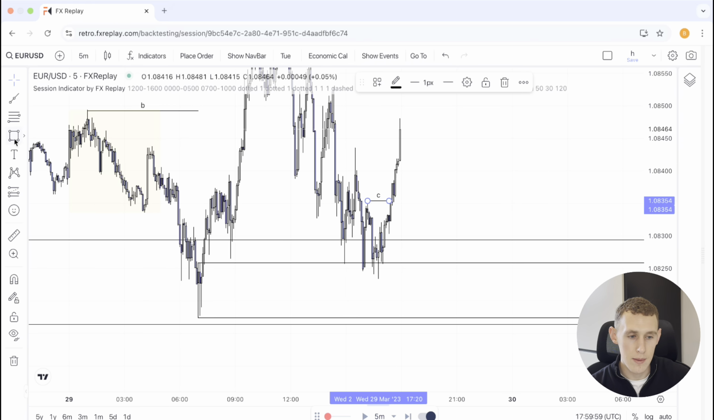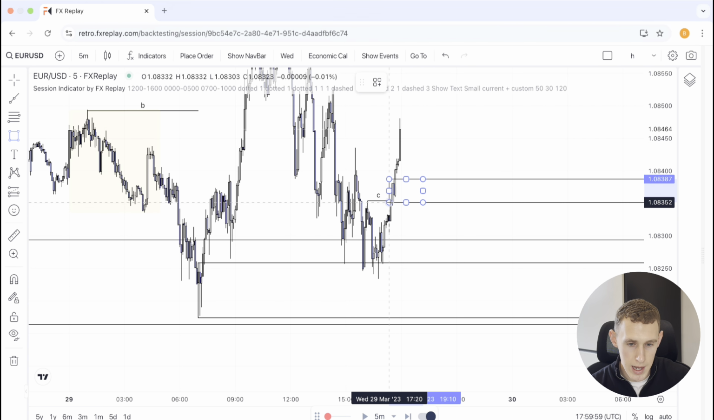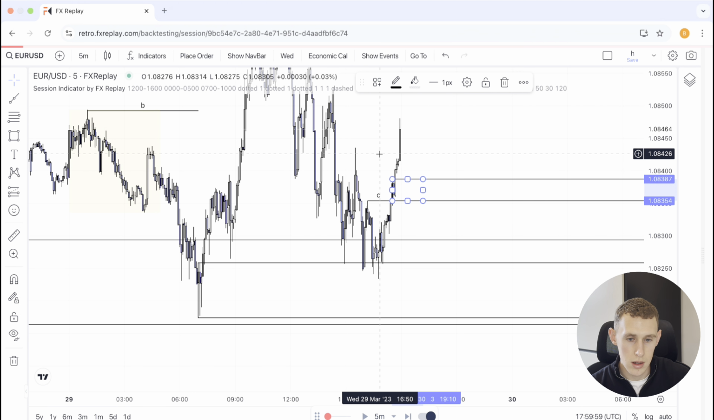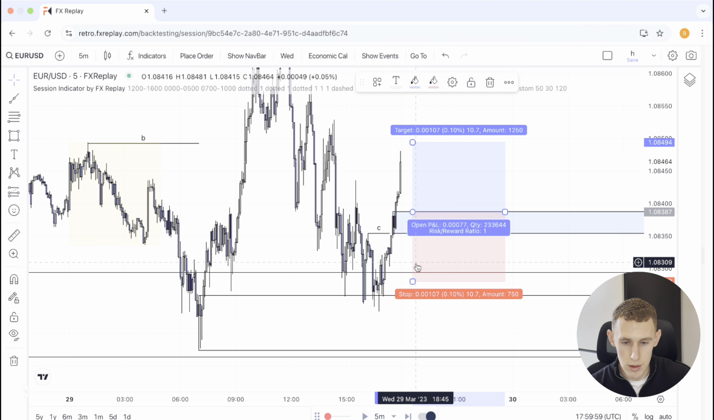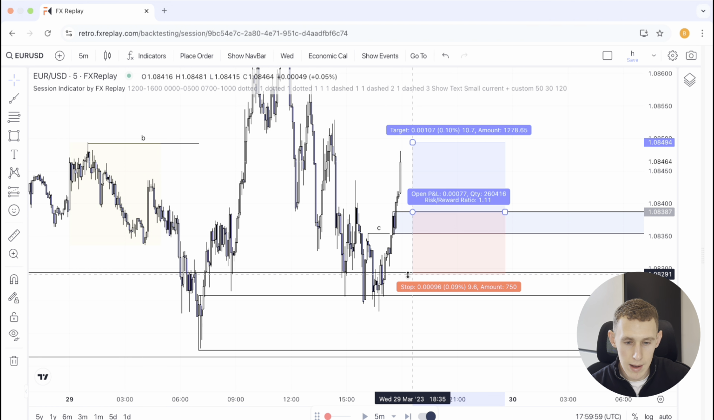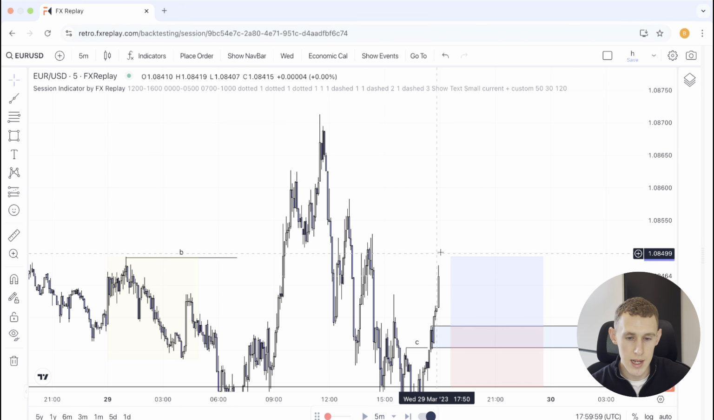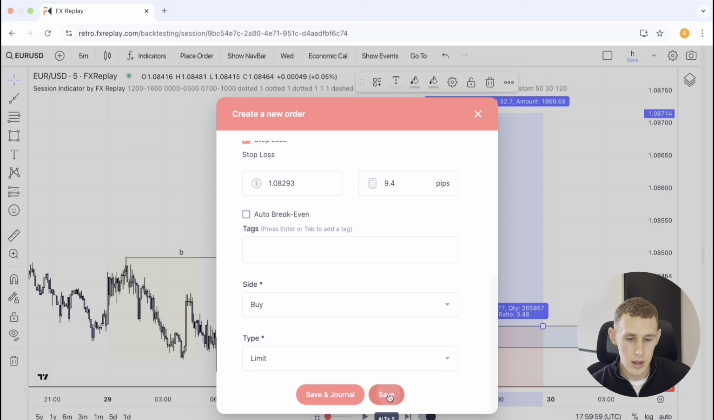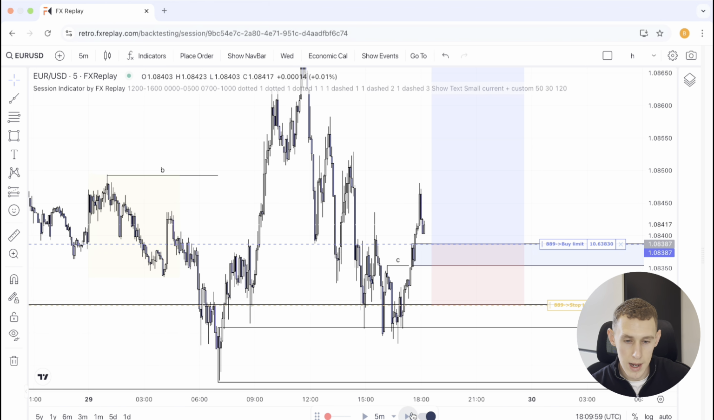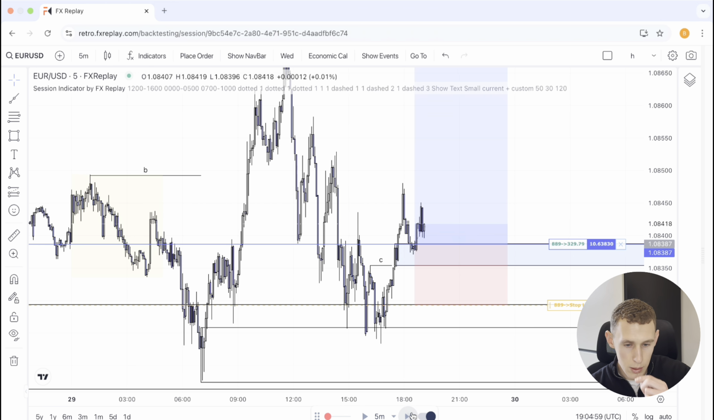We have a clear area of imbalanced demand, so I'm going to actually enter this. Not trying to think too hard about the trade, just executing according to the rule set. I'm going to have stops just below this area, and we're going to target the current trend high. So let's see if price can pull back here. There we go, we're tagged in.